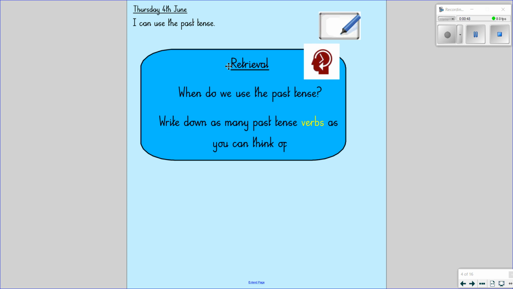Quick retrieval to keep our memories fresh. When do we use the past tense? And then I'd like you to write down as many past tense verbs as you can think of, because when we're talking about tenses it's usually the verb. Now what's a verb? It's a doing word, isn't it? An action, a doing word. So we either do things in the past, the present, or the future. When do we use the past? And write down some verbs. Okay, pause the video for me, do that now please.